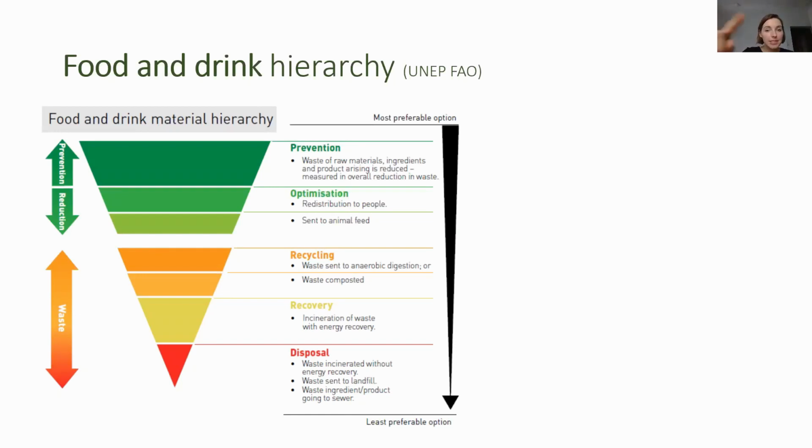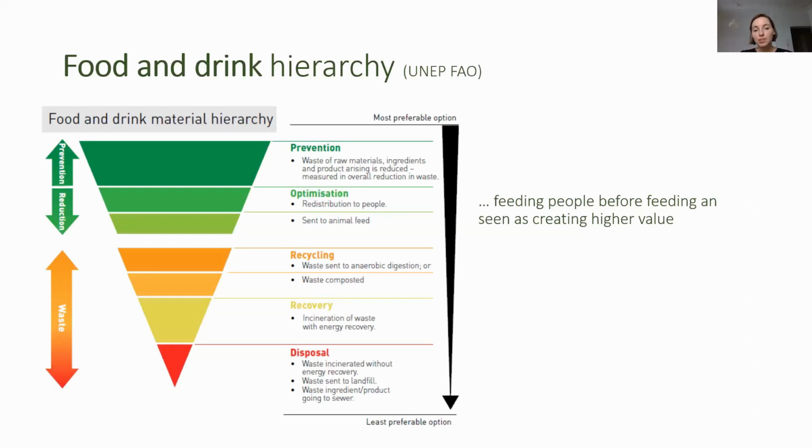Yeah, and then we have recycling. And here we have the anaerobic digestion. So it's the biogas plant. It's a fermentation process without the use of oxygen. And then we have composting, which is basically an aerobic digestion, so it means that oxygen is involved in the process.